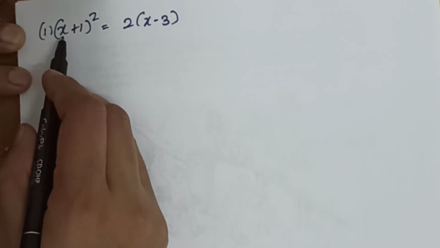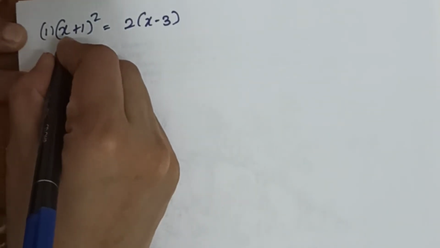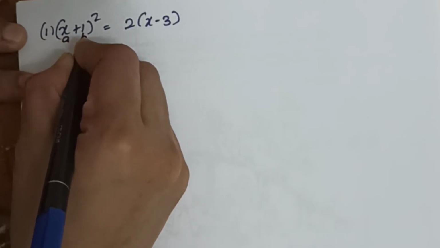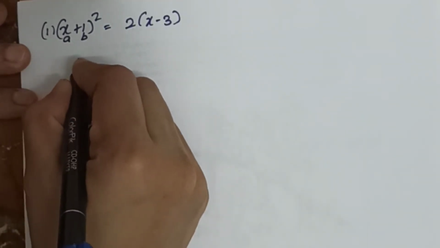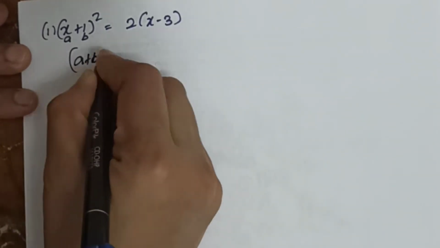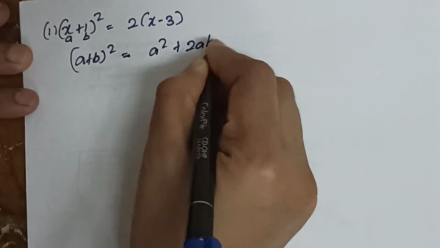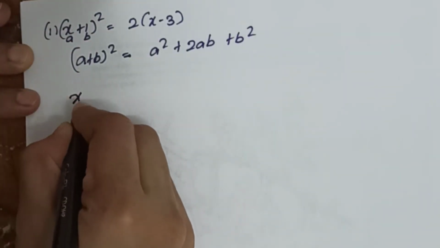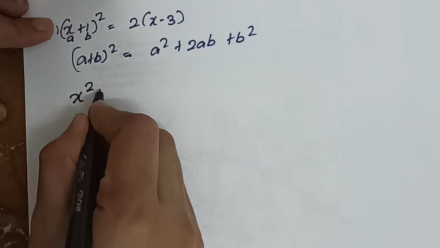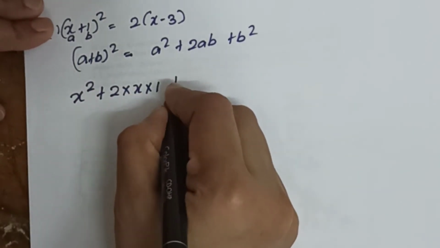Here we have on the left hand side x plus 1 whole square. See, this is of the form a plus b whole square. Now we have to expand it by using the formula. We know a plus b whole square is a square plus 2ab plus b square. So the left hand side will become x square plus 2 into x into 1 plus 1 square.